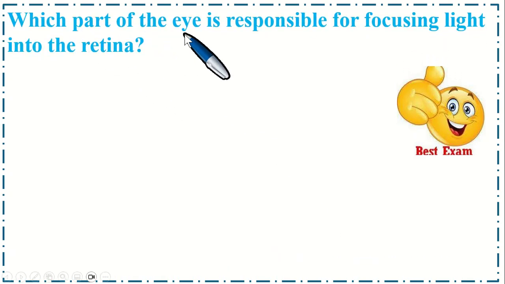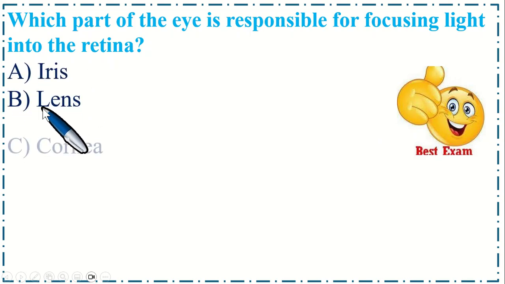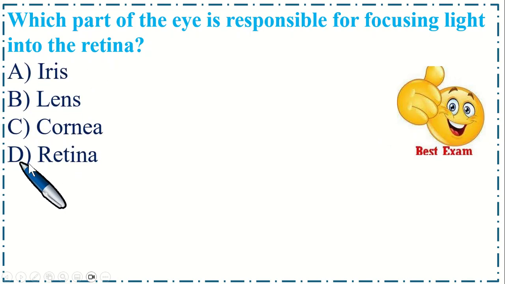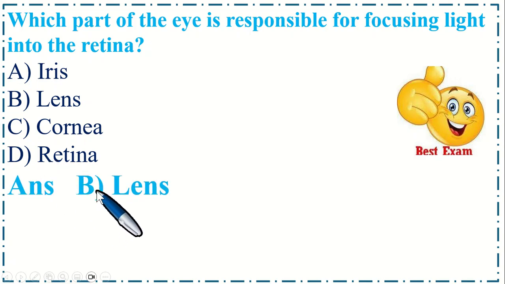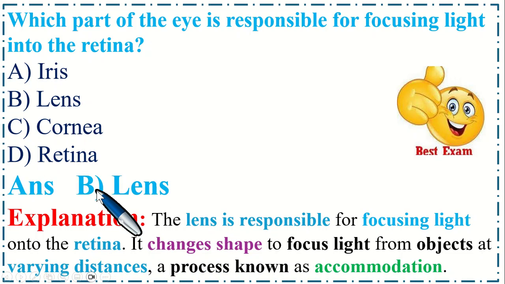Which part of the eye is responsible for focusing light into the retina? Option A iris, B lens, C cornea, and option D retina. So the correct option is B lens. The lens is responsible for focusing light into the retina. It changes shape to focus light from objects at varying distance, a process known as accommodation.